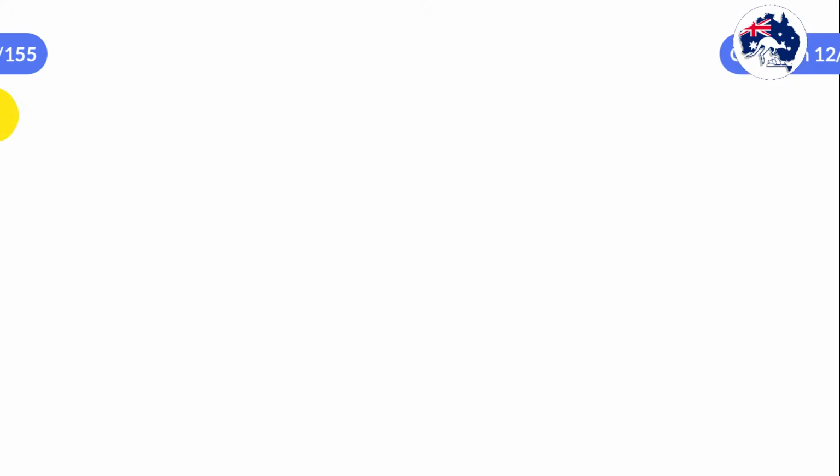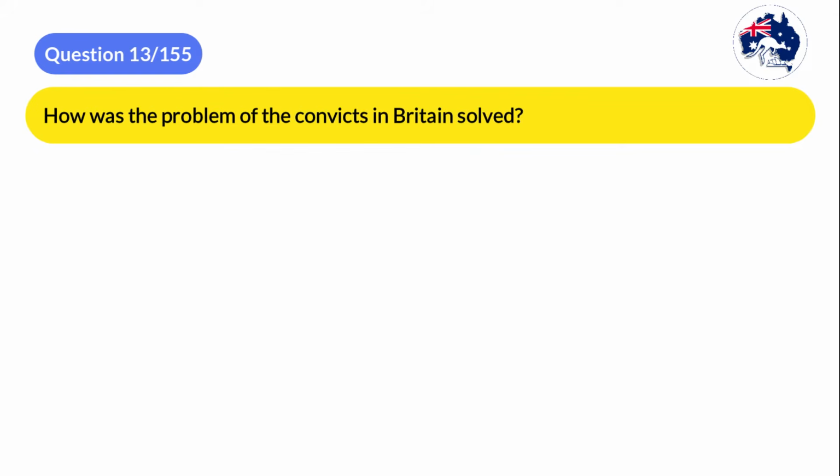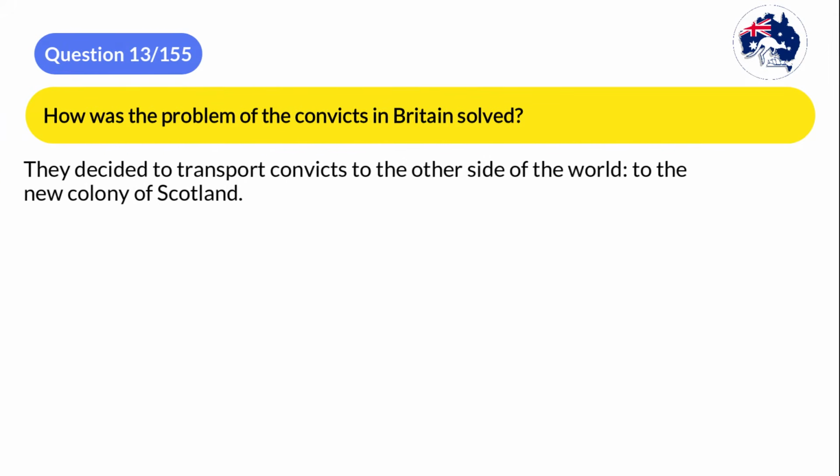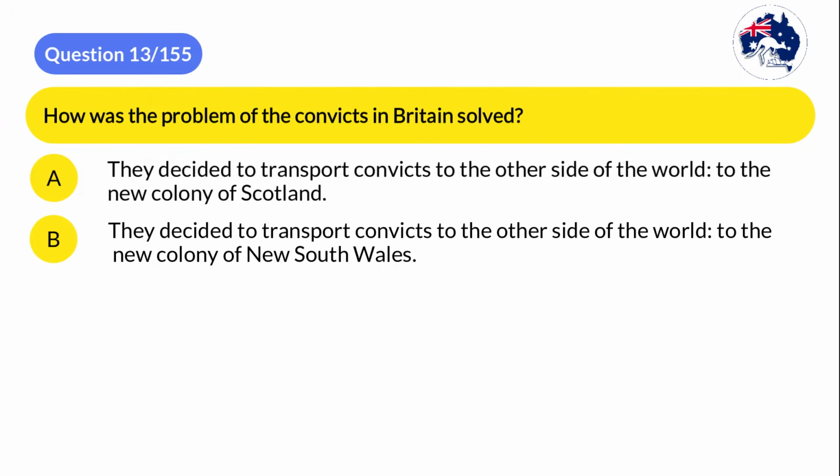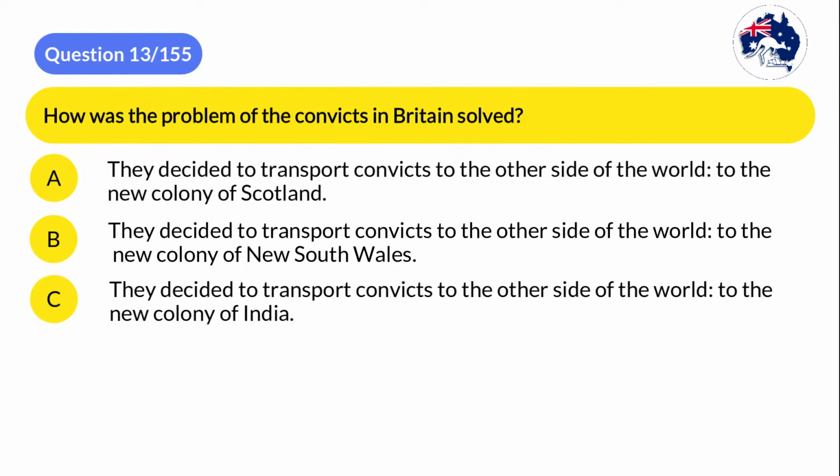Question 13. How was the problem of the convicts in Britain solved? A. They decided to transport convicts to the other side of the world, to the new colony of Scotland. B. They decided to transport convicts to the other side of the world, to the new colony of New South Wales. C. They decided to transport convicts to the other side of the world, to the new colony of India. D. They killed them all.